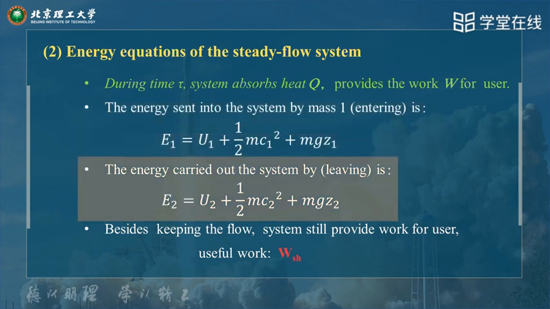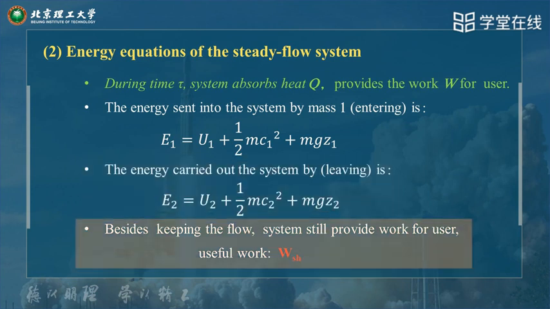In the same way, the energy carried out of the system by the mass is E2, equals U2 plus 1/2 m c2 squared plus m g z2. Here are the total energies going in and out by the mass. Besides keeping the flow, the system still provides work for the people. The useful work we use W_SH to express.